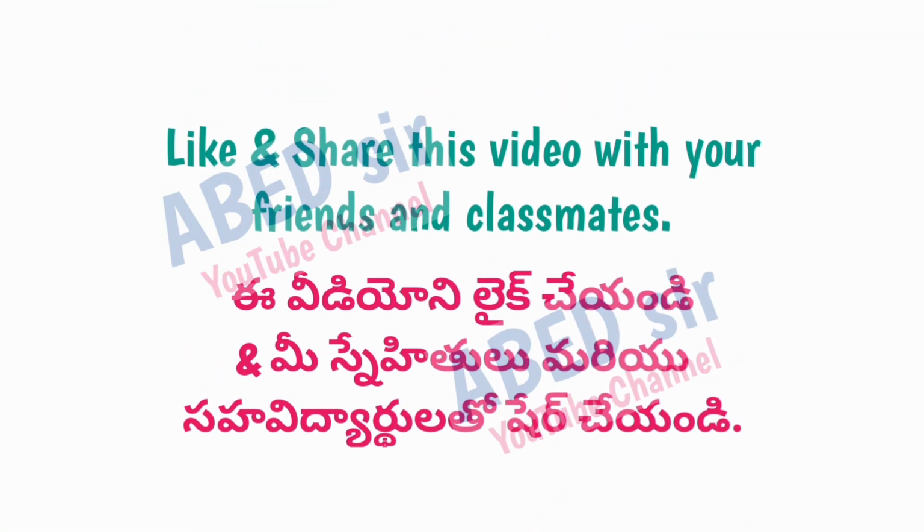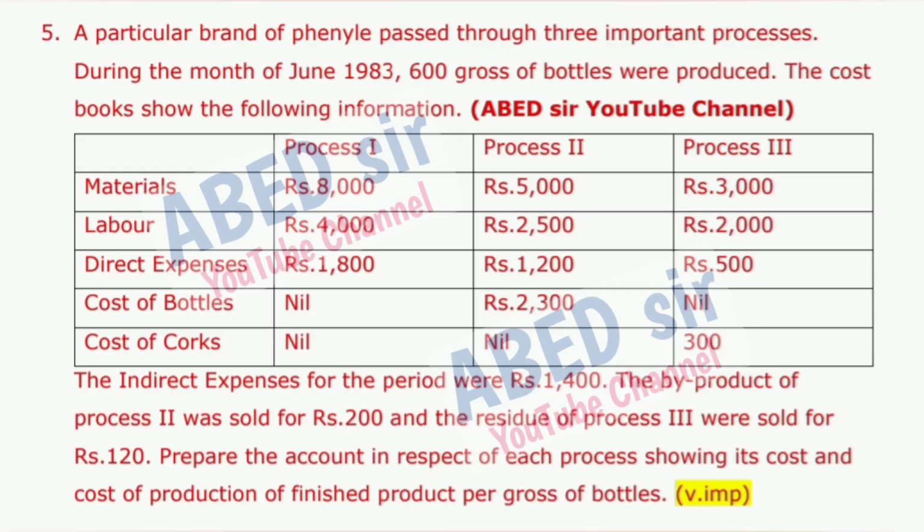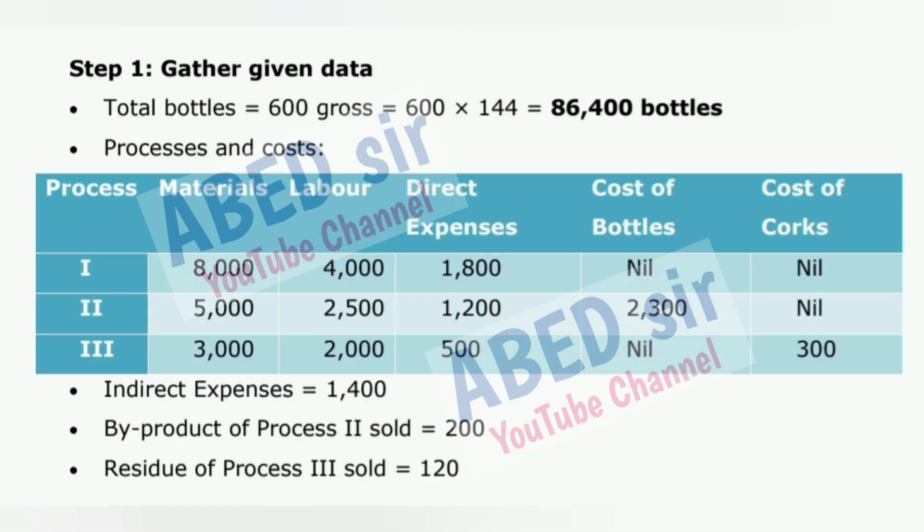Next important problem is 5. A particular brand of phenyl passed through 3 important processes during the month of June 1983. Prepare the account in respect of each process showing its cost and cost of production of finished product per gross of bottles. Step 1. Gather given data.